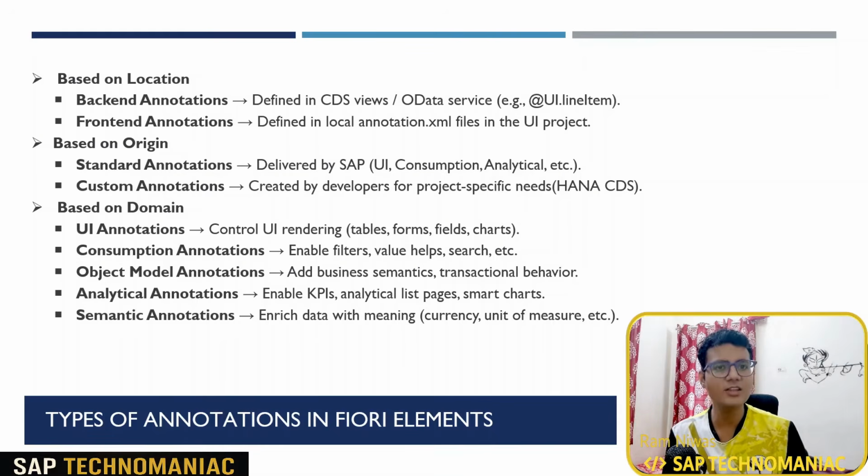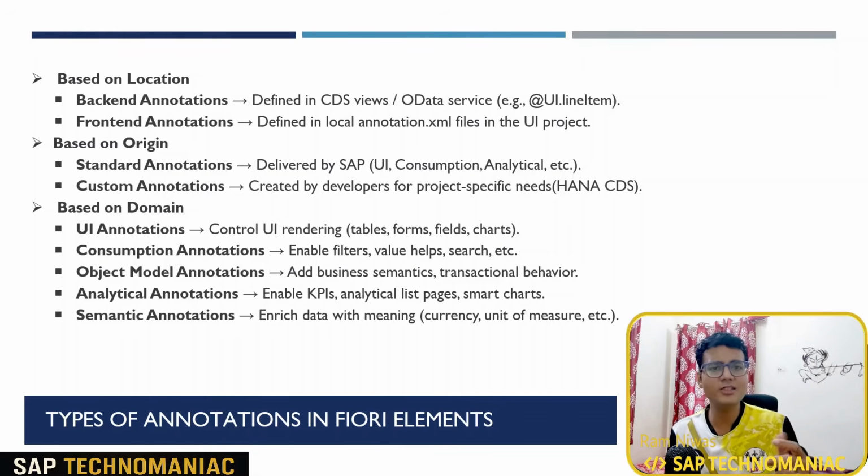Apart from that, we have the consumption annotations, which are helpful to give the value help further. These are basically backend annotations which provide additional information, like for this particular field, what is the value help. This particular field can be used as a filter in the front end. So we will tell @Consumption.filter equal to true, so in the front end you can utilize this particular field as a filter as well. This particular field we can utilize in the search as well, @Search.defaultSearchElement equal to true. So all these come under the consumption annotations.